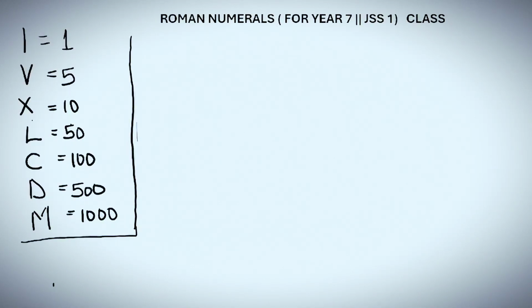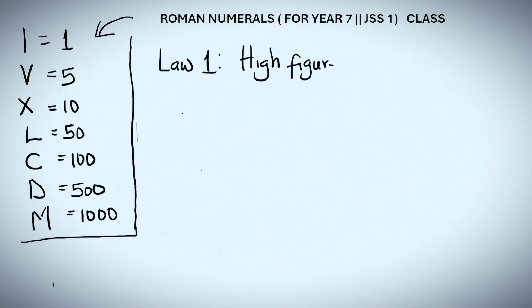Aside from understanding these 7 important figures, there are 3 laws we need to know in Roman figures. Law number 1 says if a higher figure appears before the lower figure, what we do is to add both figures.